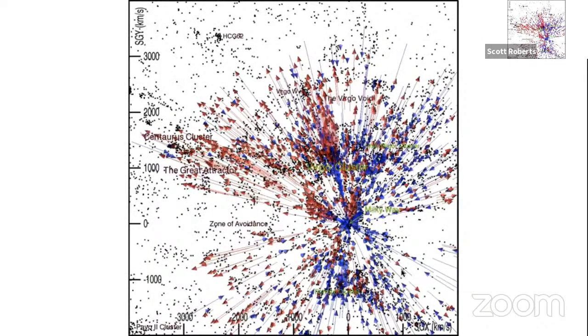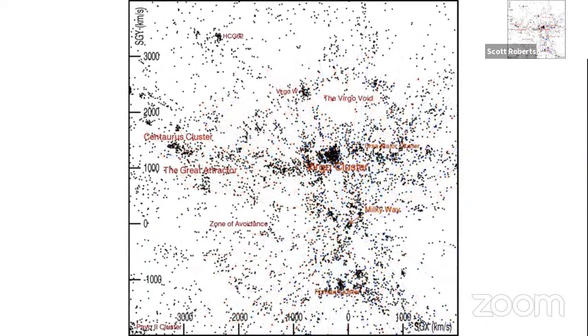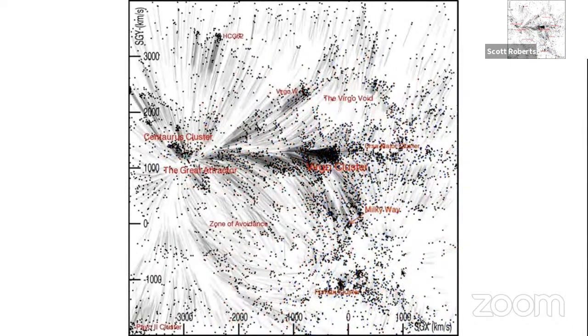The scene now evolves to a representation of the deviant motions derived from a Wiener filter model of the velocity field. The vectors of motion are now three-dimensional, constrained by observed line-of-sight motions where they exist. The Wiener filter model provides an expectation peculiar velocity for every galaxy in the redshift sample.